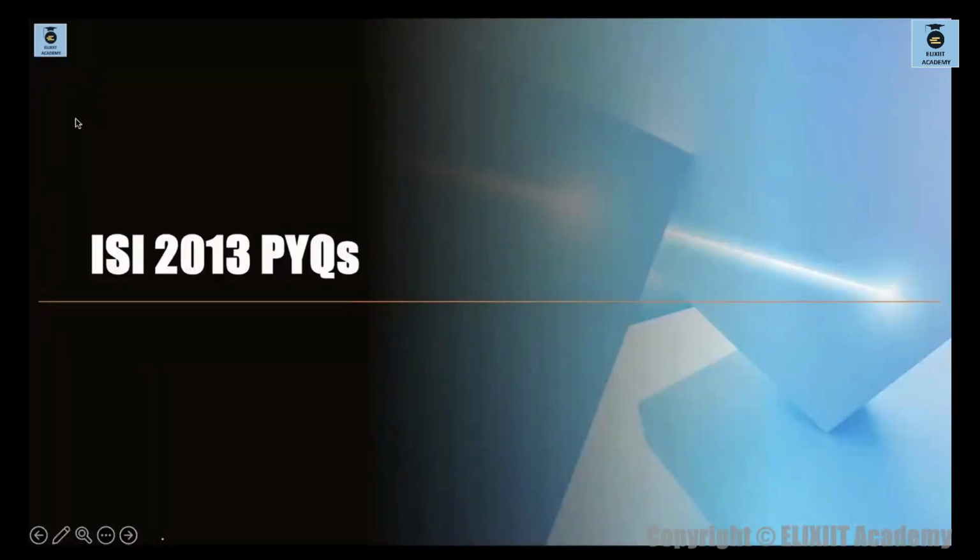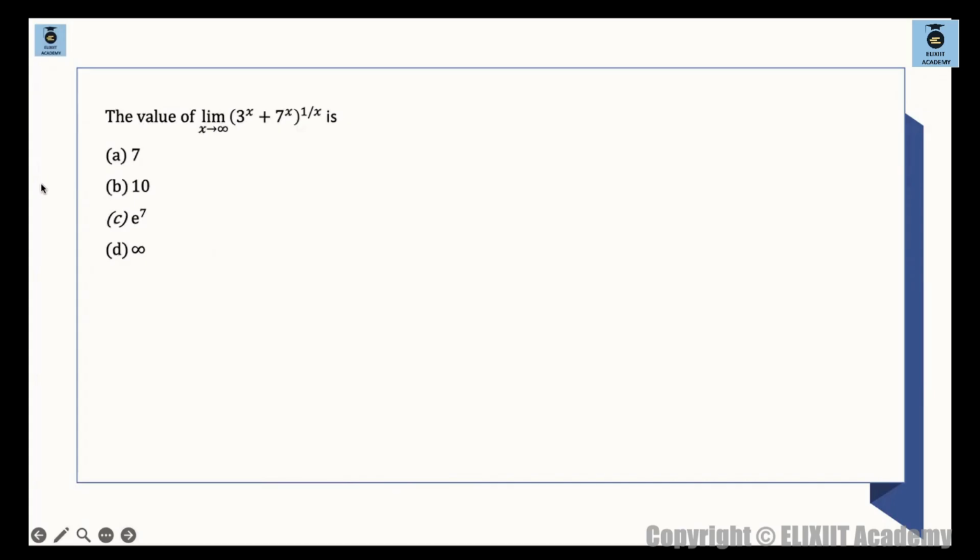Okay, we move on to ISI 2013 PYQs. Here the first question says limit x tending to infinity of (3 to the power of x plus 7 to the power of x) whole to the power of 1 by x. These are quite routine questions taught at the very basic level. What is the logic? Whichever quantity is bigger, you simply take it out.